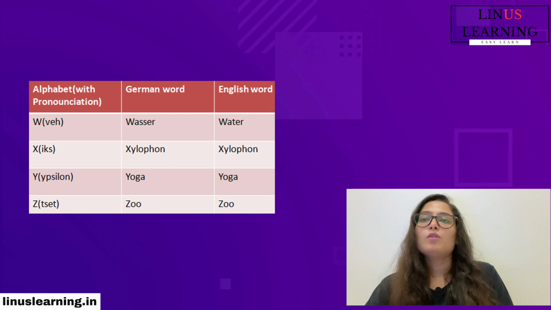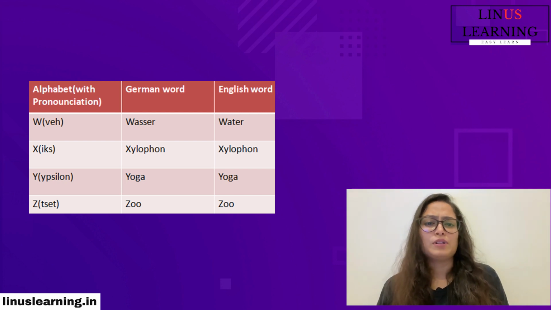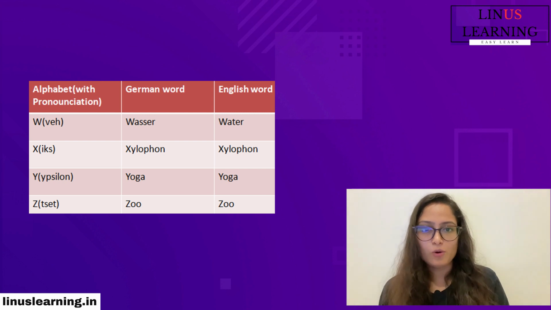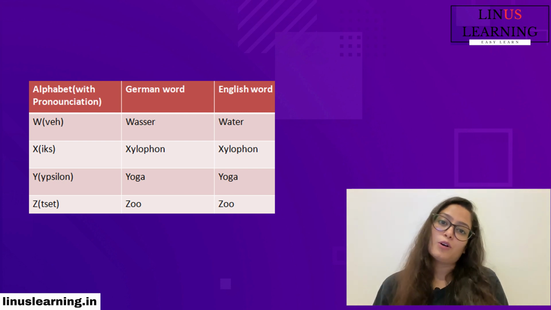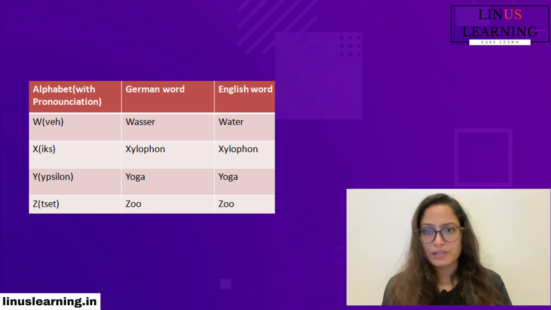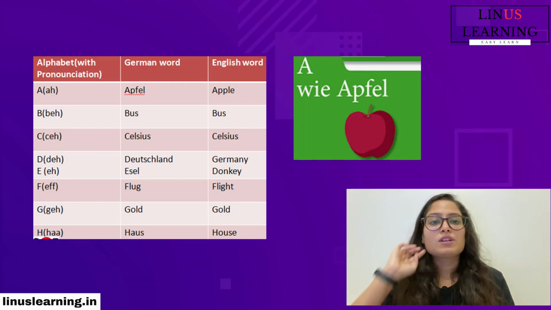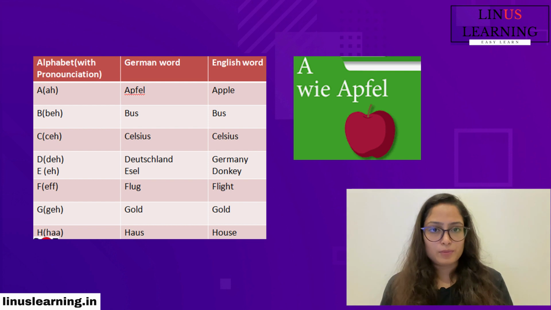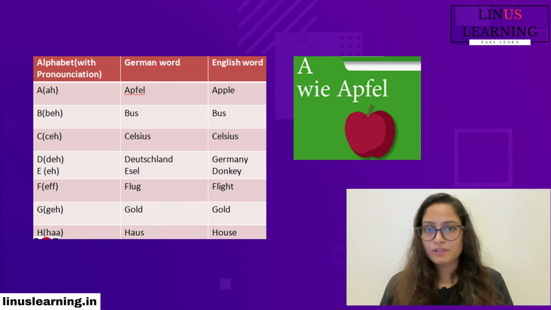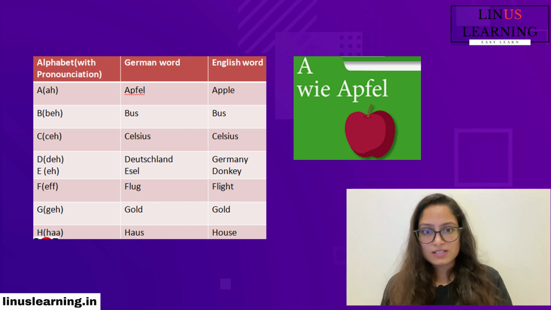Now, like we say A for apple, B for ball, C for cat, the old school way that we know, right? So now in German, how do you say that? How do we give an example with each and every letter? Let's see that. As you can see over here, we have the letter with the pronunciation on one side of the table. Then we have the German word, the example of it. And then we have the English word, the meaning of that German word. So we'll take all the 26 letters.